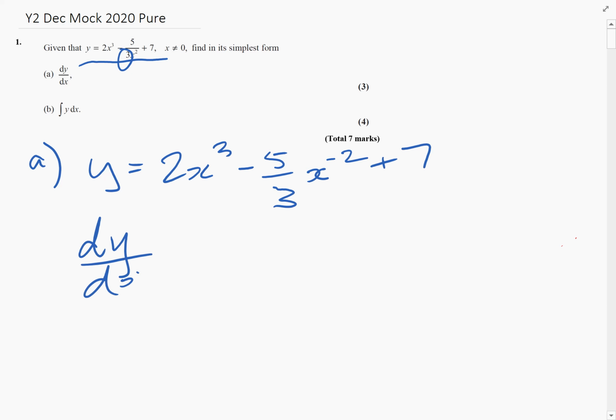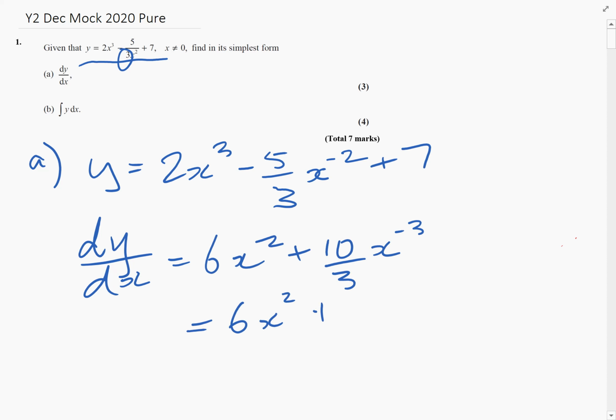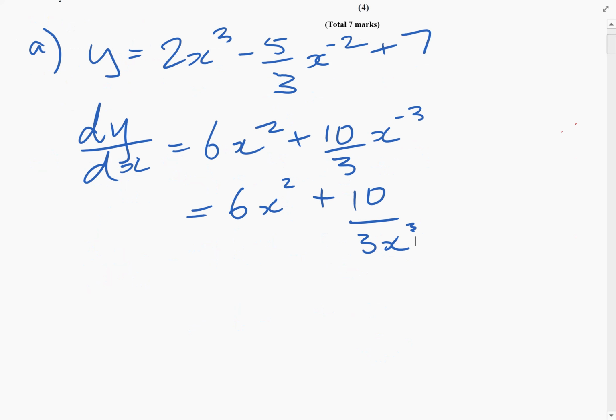So dy by dx, 6x squared, and you're going to get plus 10 over 3 x to the minus 3, and then the 7 will just differentiate to give 0. That would be fine for full marks, but you might also want to just put the x cubed back on the denominator, so it looks like that. So that's the answer to part A.